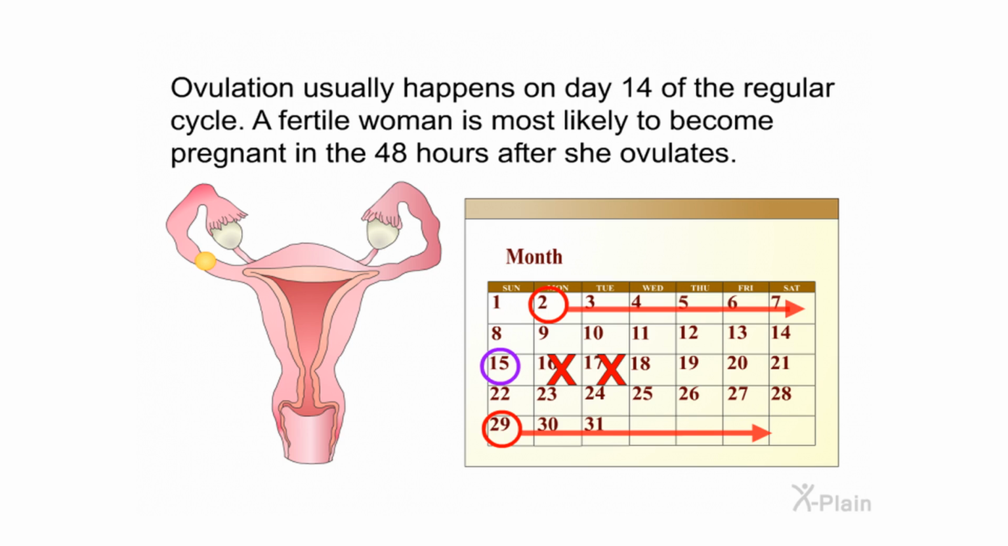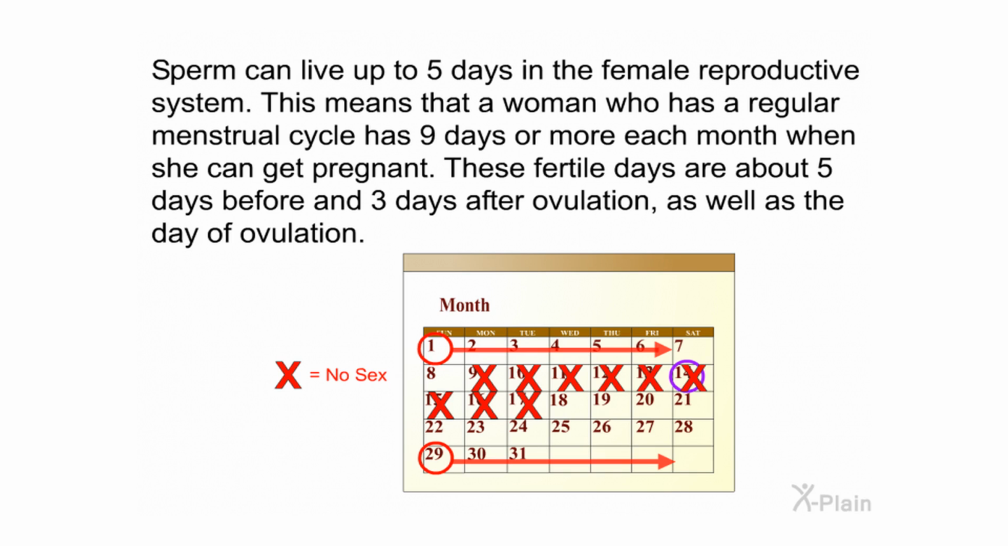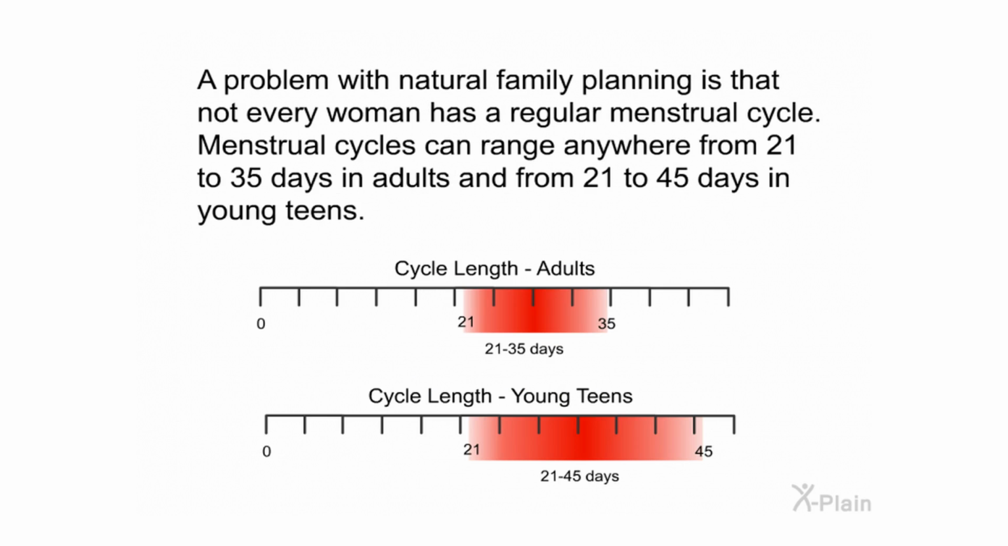Ovulation usually happens on day 14 of the regular cycle. A fertile woman is most likely to become pregnant in the 48 hours after she ovulates. Sperm can live up to 5 days in the female reproductive system. This means that a woman who has a regular menstrual cycle has 9 days or more each month when she can get pregnant. These fertile days are about 5 days before and 3 days after ovulation, as well as the day of ovulation. A problem with natural family planning is that not every woman has a regular menstrual cycle.